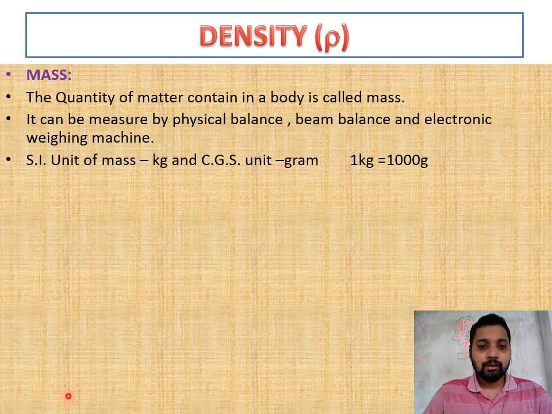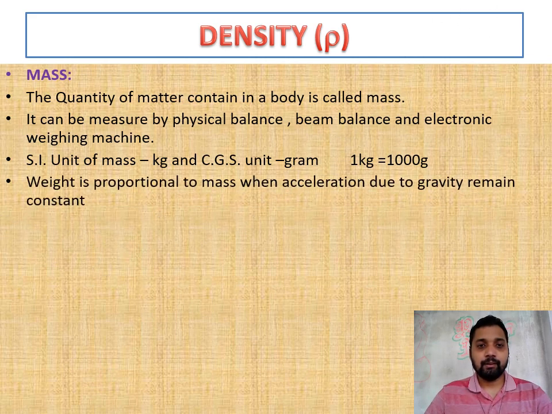We will come to the next physical quantity, that is volume. But before going to volume, let us know another term called weight. Mass is the quantity of matter contained in a body. Weight is the gravitational force acting on a body, by which the earth pulls any object, any matter or any substance towards the center. That's what you can say is the weight. Weight is proportional to mass, means the more the mass, the more the weight. That is, when acceleration due to gravity remains constant, means at a definite place, keeping the location constant, at that time weight is directly proportional to mass.